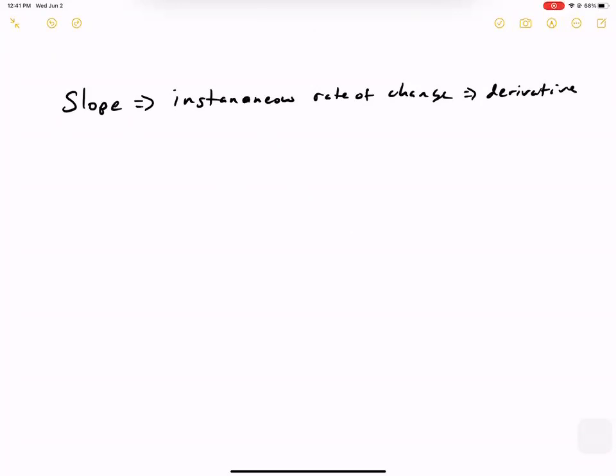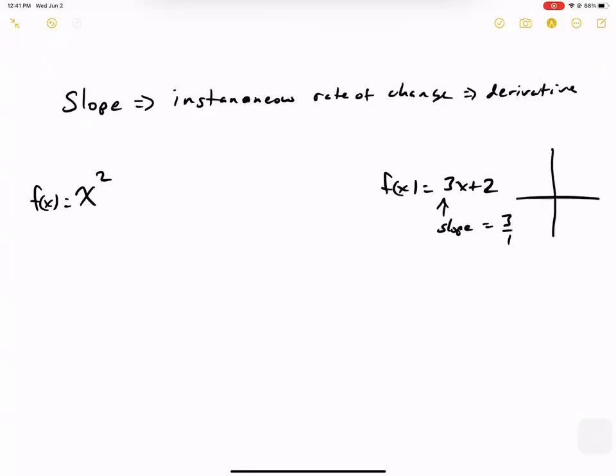Let's look at a problem that says f of x, or we call this y, is equal to x squared. What this means is we just look at a parabola. We could start it off with a line if we really wanted to. If I say f of x is equal to a line, let's say 3x plus 2, we know the slope is 3, or 3 over 1. As the graph goes forward, 1, 2, put a dot, the slope is 3 over 1. And this slope is the same slope throughout the whole graph.